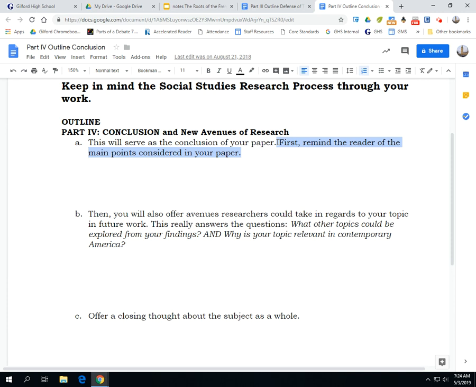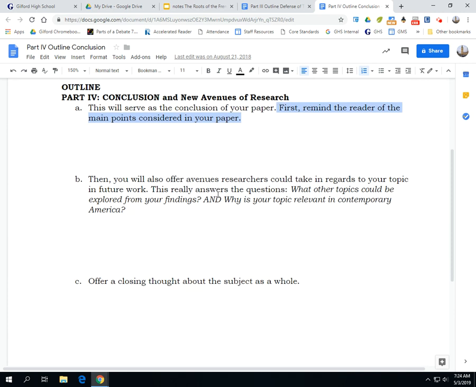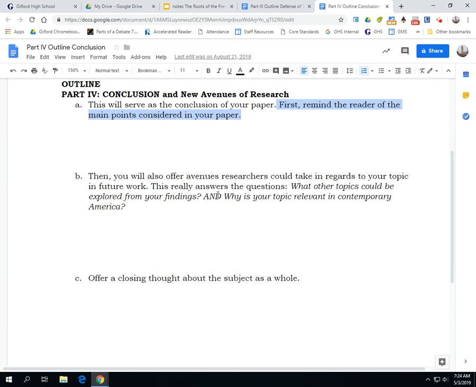Once again, though, you don't need to re-put in direct quotes. You don't need to restate all that evidence. This is more of just a general sum up. Then the part that you're adding to this paper that may be something new for a lot of you is what we call offering new avenues of research.